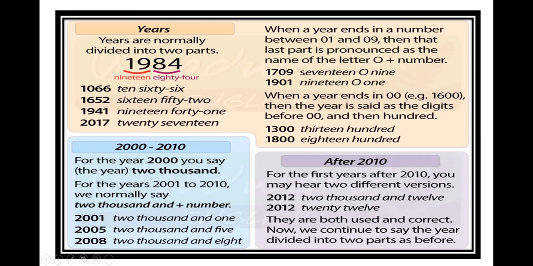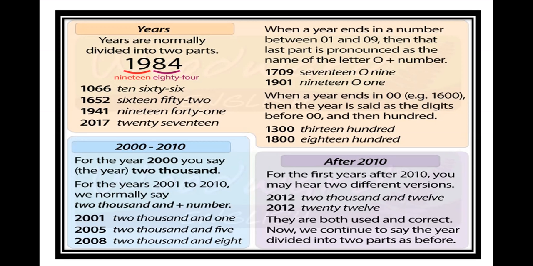When a year ends in a number between 1 and 9, then that last part is pronounced as the name of the letter O plus the number, right? In another class on numbers I told you that we could say the 0 also as O. Do you remember? So in this case we can say 1709 and it's understood. 1901, right? 1901. And there it's understood that it's 1901 because it's O, okay?